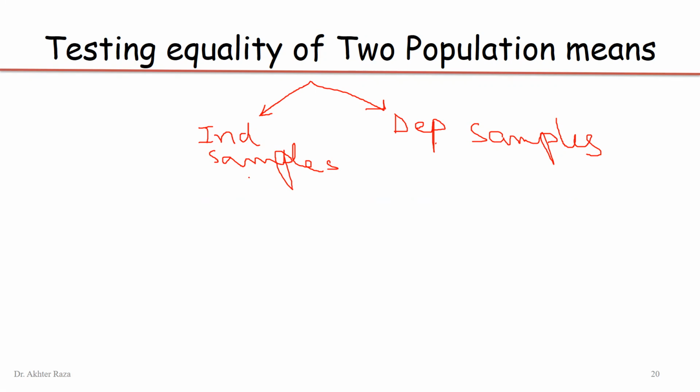Independent samples, dependent samples. Independent samples are further bifurcated into two segments. One of them is where the population standard deviations, sigma 1, sigma 2, are known. When population standard deviations are known, we can use Z statistics.